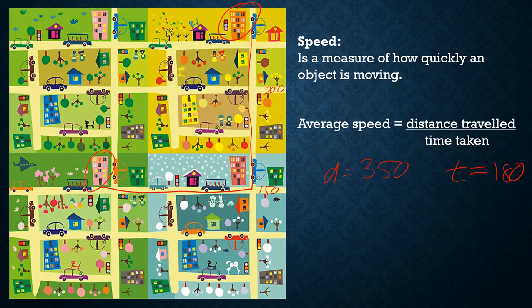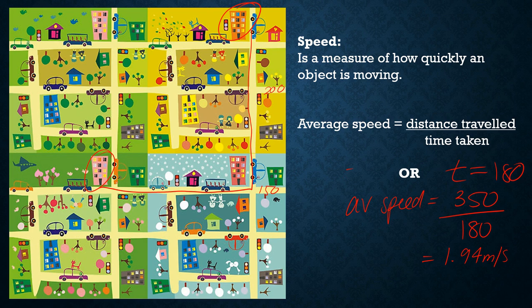So your average speed is 350 divided by 180. So this gives us a speed of 1.94 metres per second. The abbreviated form of this formula is v equals d on t.